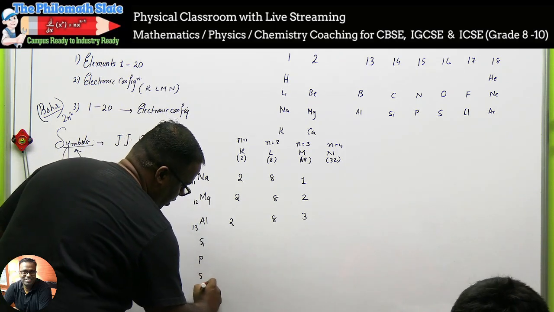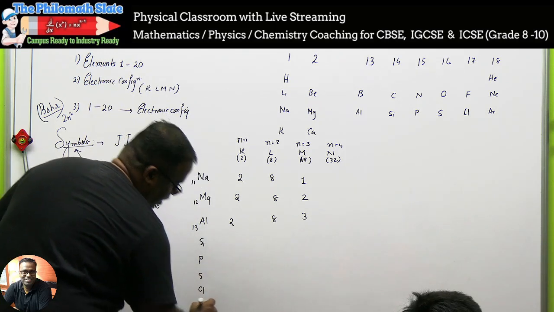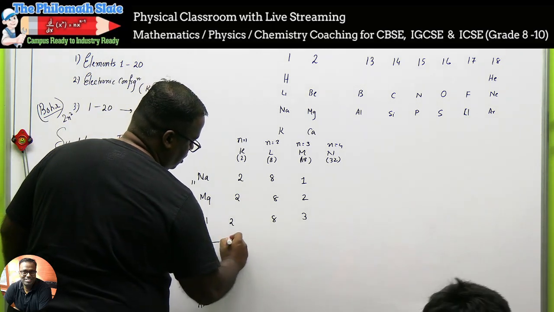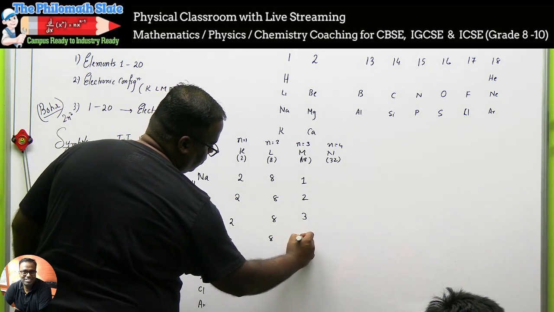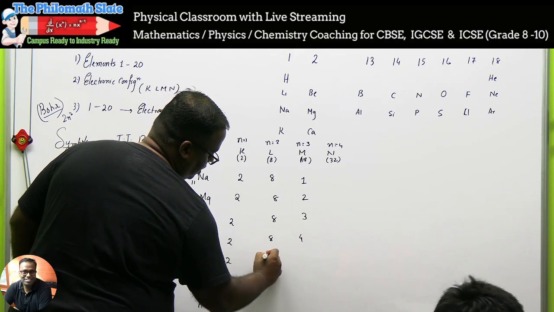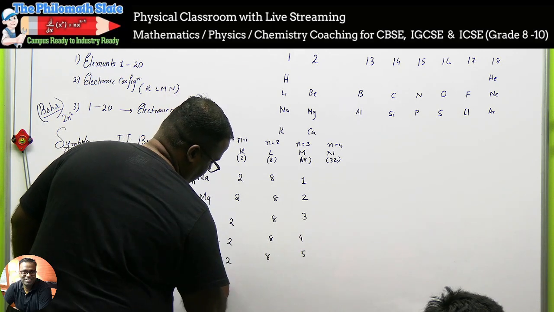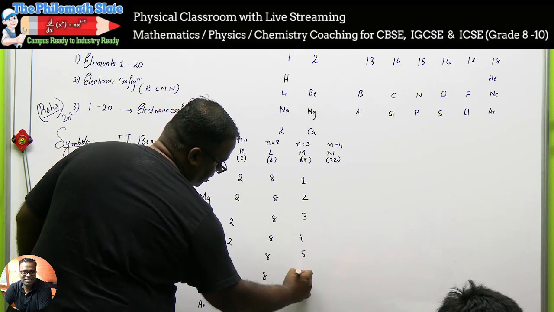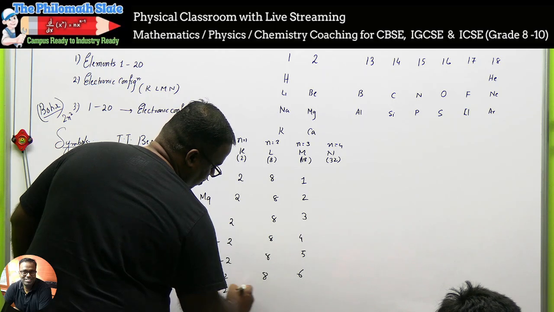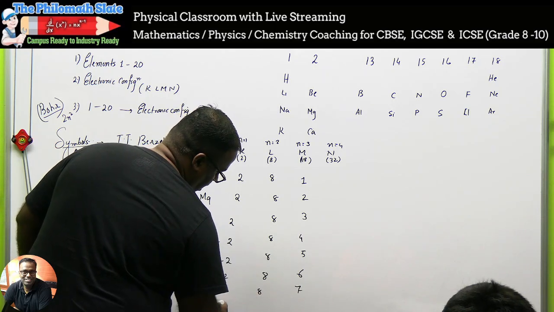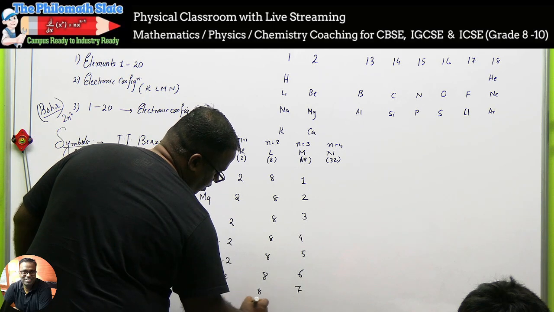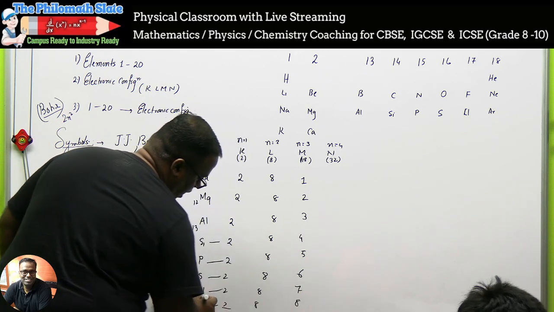The next ones after that are silicon, phosphorus, sulfur, chlorine and argon. Silicon will be 2, 8, 4. Then 2, 8, 5, then 2, 8, 6, 2, 8, 7, and now we have another octet. Just see, 2, 8, 8. That's why argon is inert.